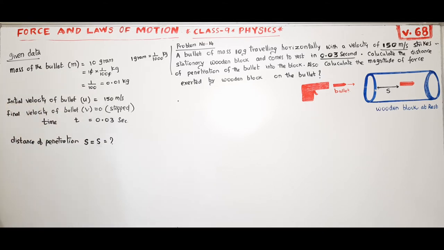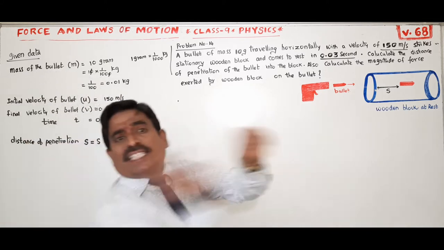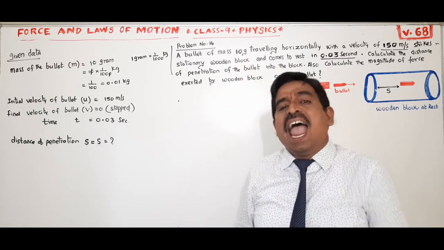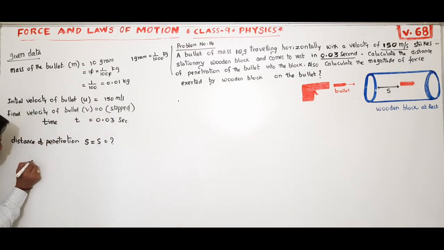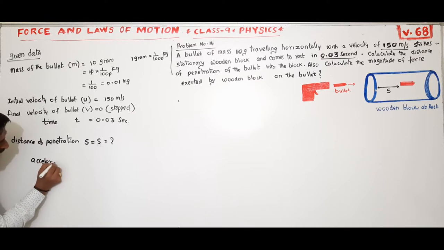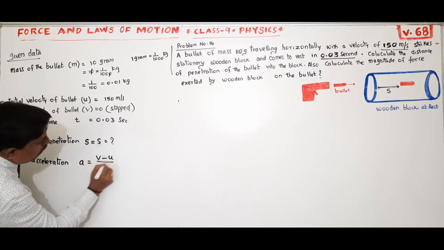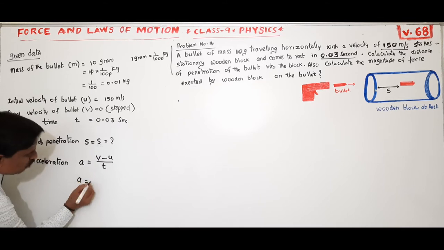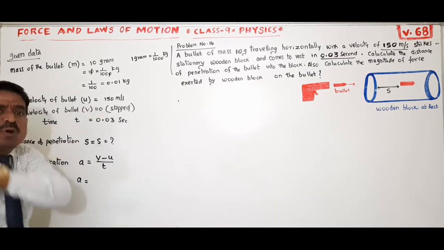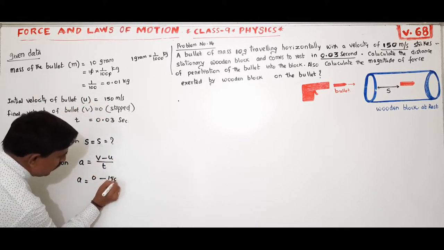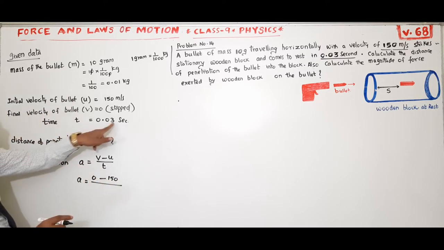Now, please listen here, all the members. u, v, t. Initially, the bullet is moving. Finally, it comes to rest. There is a change in velocity. Change in velocity with time we call acceleration. Acceleration of the bullet, a, is equal to v minus u by t. v means final velocity, which is zero, as the bullet came to rest. u means initial velocity, 150. t means time, 0.03 seconds.